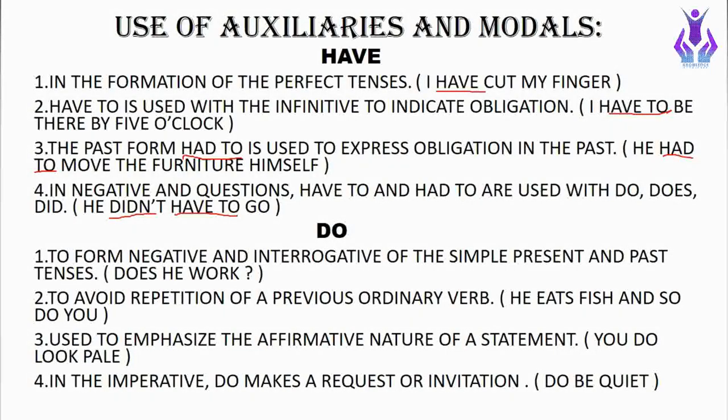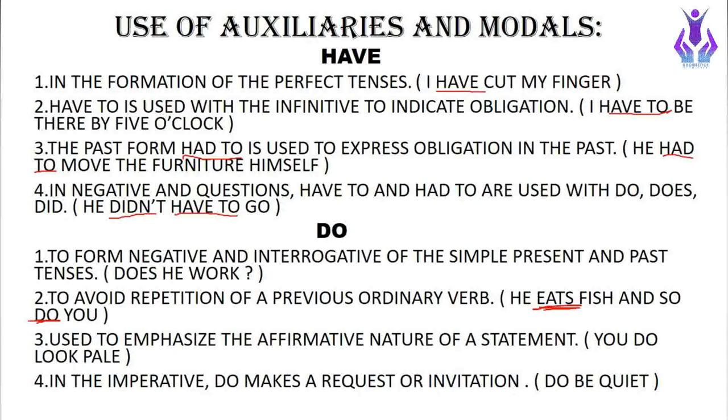The next use is to avoid repetition of a previous ordinary verb. When we want to avoid repeating a verb that is already mentioned before in the sentence, we put do there. For example, he eats fish and so do you. Here do is used to avoid the repetition of the verb eats.